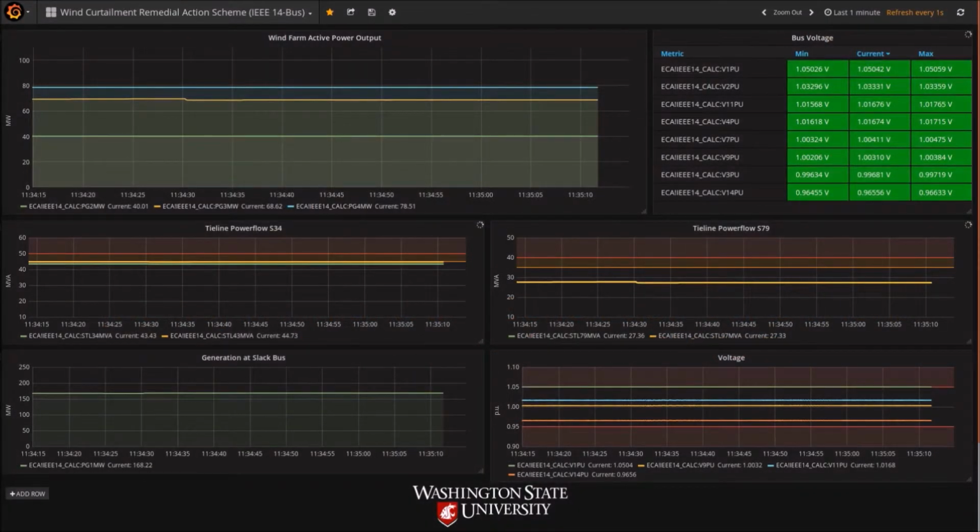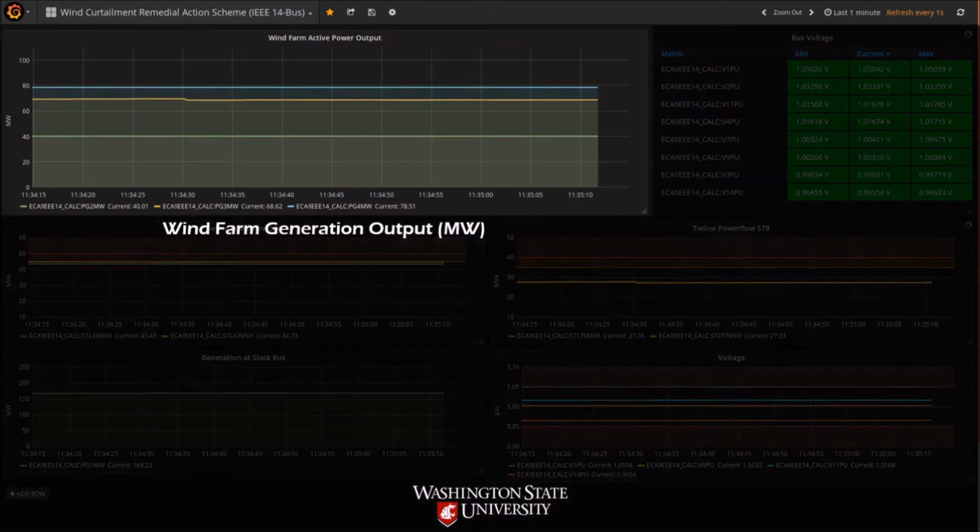First, let's start with a dashboard that monitors critical states on the grid. This section monitors the generation outputs on 3 wind farms. We can see the generation amounts are 40 megawatts, 68.6 megawatts, and 78.5 megawatts respectively.